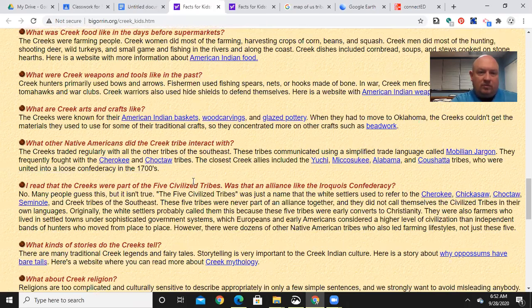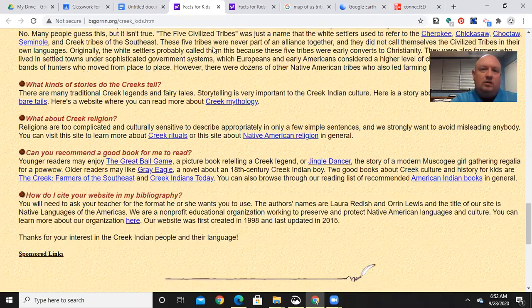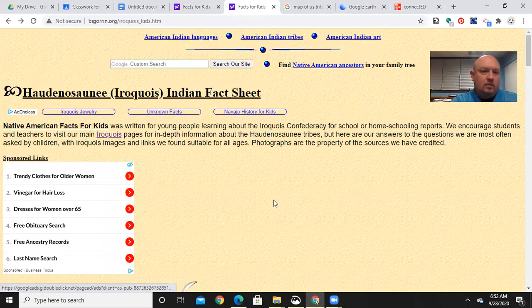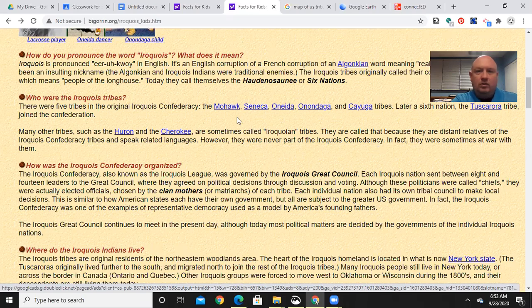You see some of the different tribes they lived and interacted with. And now let's look at the Iroquois, which we know is in New York, but it did spread out and they did have influence even throughout the Eastern Great Lakes. See the listing of tribes.